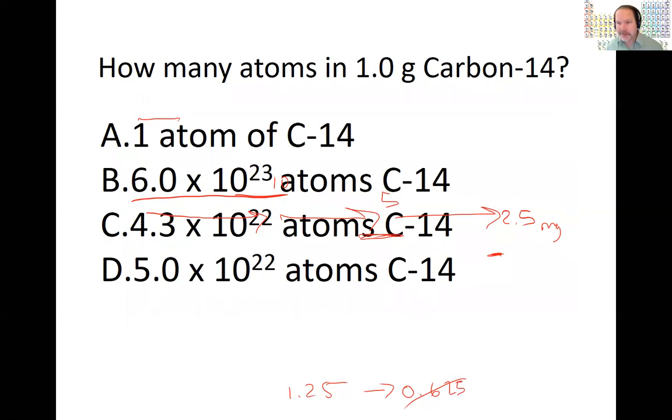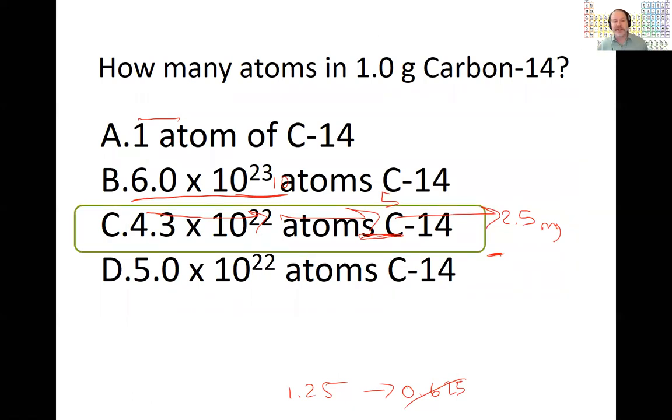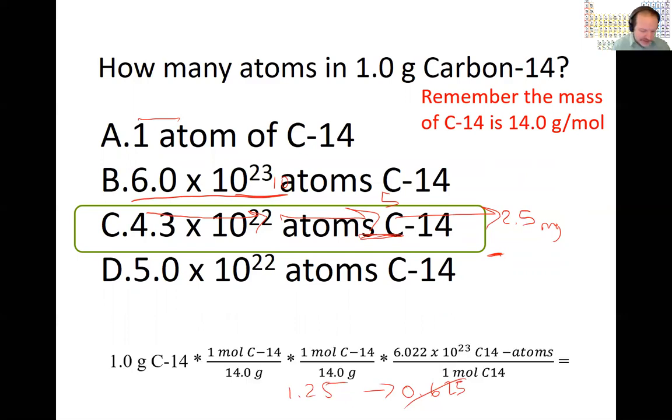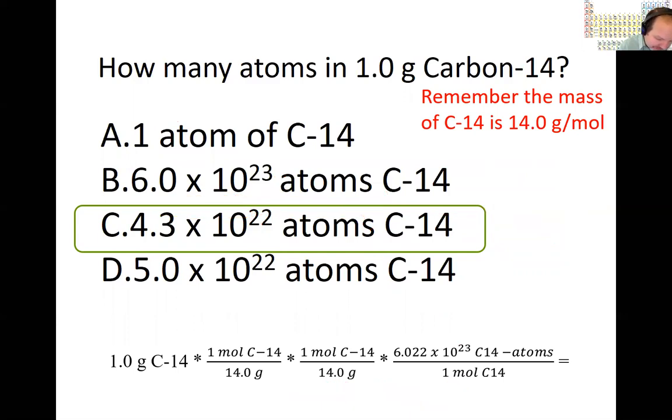Well, hopefully you came up with 4.3 times 10 to the 22 atoms of carbon-14. How did you do that? You need to remember that when we say carbon-14, it doesn't weigh 12 or 12.011. We can assume, and we will use in our class, that it means 14.0 grams per mole. So then if we have a gram of that, we can multiply it.